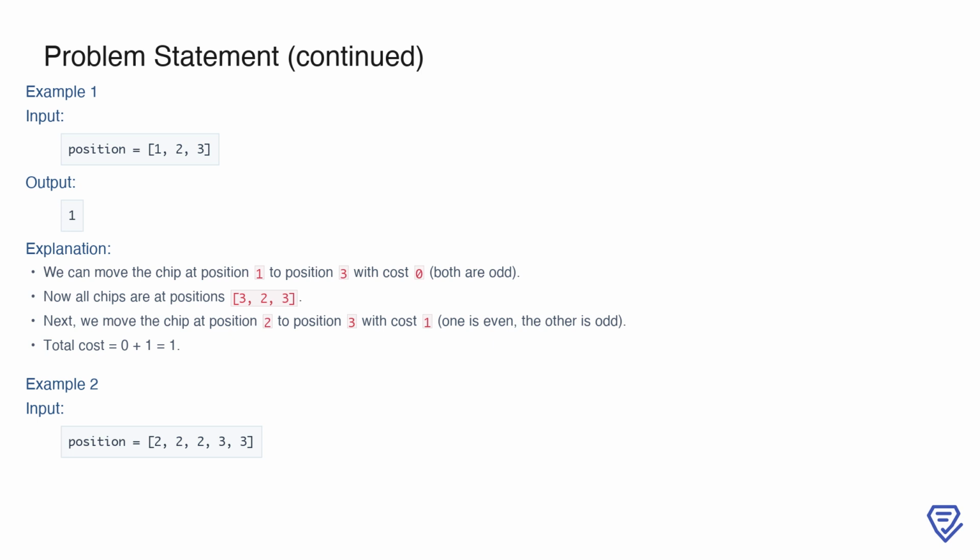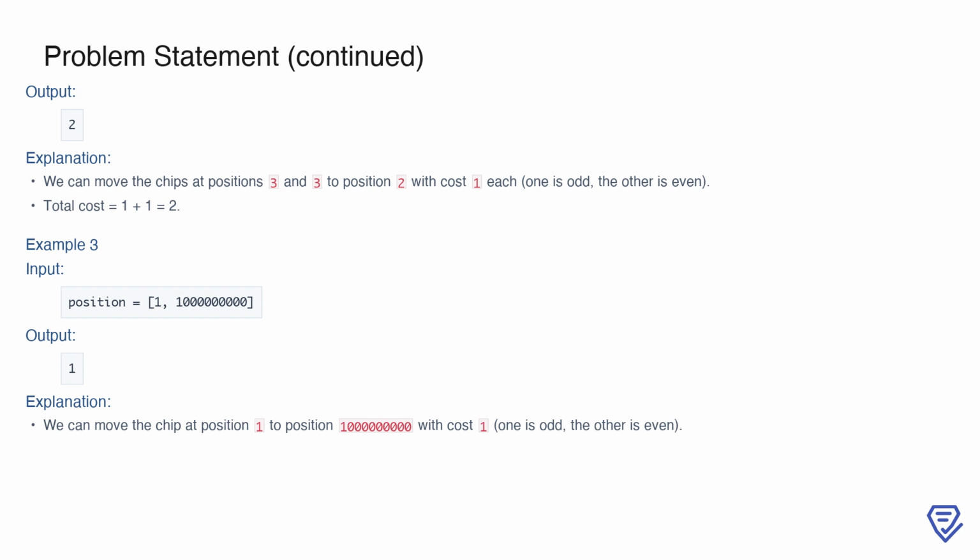Suppose the input array is position equals 1, 2, 3. To minimize the cost, we can move the chip at position 1 to position 3 with a cost of 0 because both positions are odd. Now the positions become 3, 2, 3. Next, we move the chip at position 2 to position 3, which costs 1 because position 2 is even and position 3 is odd. Adding these costs together, we get a total cost of 0 plus 1 is equal to 1. The output for this example would be 1.